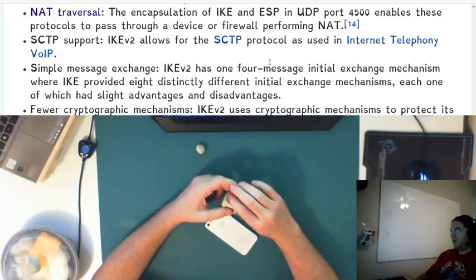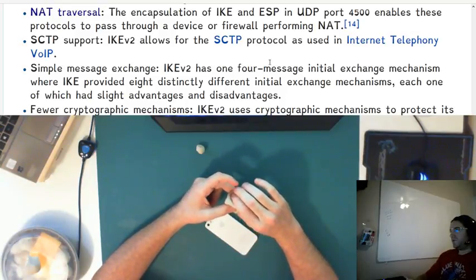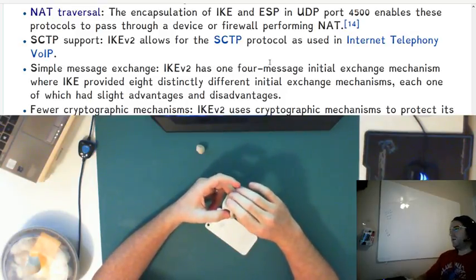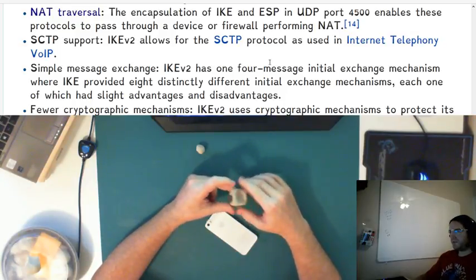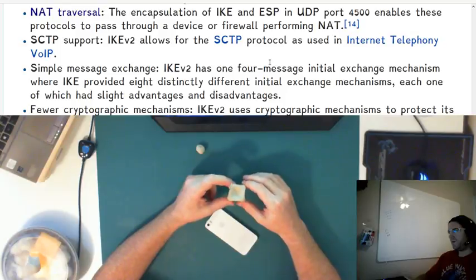Encapsulation of IKE and Encapsulating Security Payload in UDP port 4500 enables these protocols to pass through a device or firewall performing NAT.